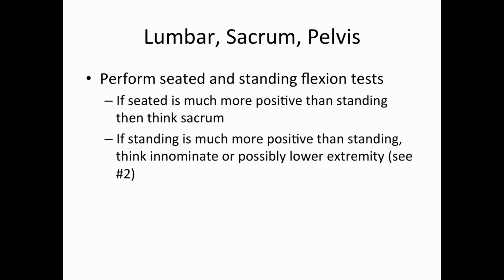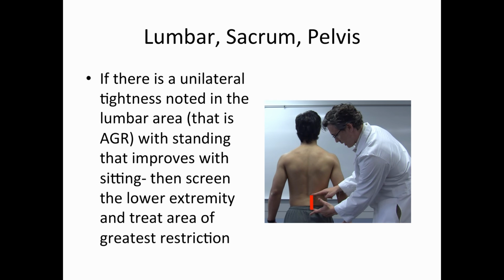So you've done that. You also do the seated and standing flexion tests. If the seated flexion test is much more positive than standing, then that's going to lead you to sacrum. Again, these are clues, not as many absolutes. It leads you to think the sacrum diagnosis. And if the standing is much more positive than seated, then think innominate or possibly lower extremity. So if there's a unilateral tightness noted in the lumbar area that improves with sitting, then screen the lower extremity. We talked about that.